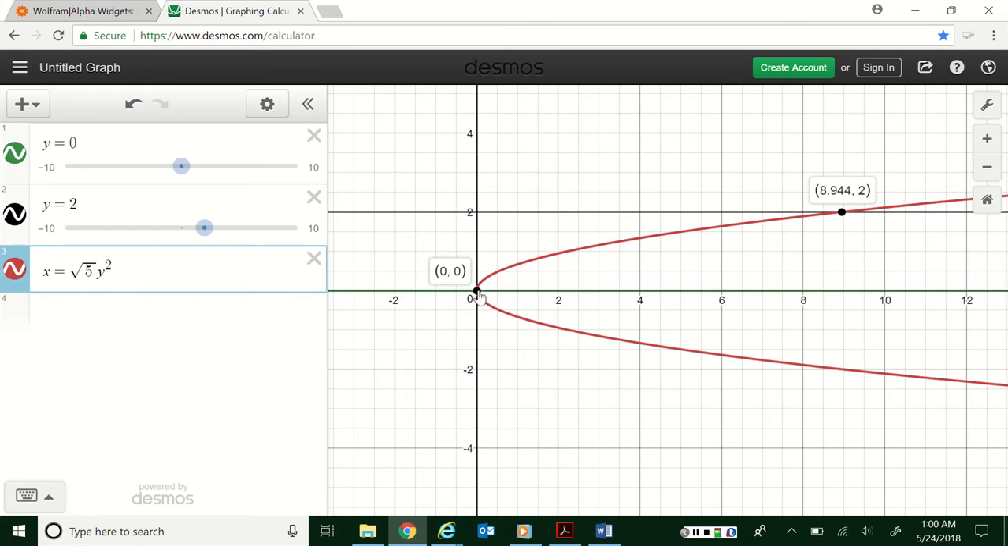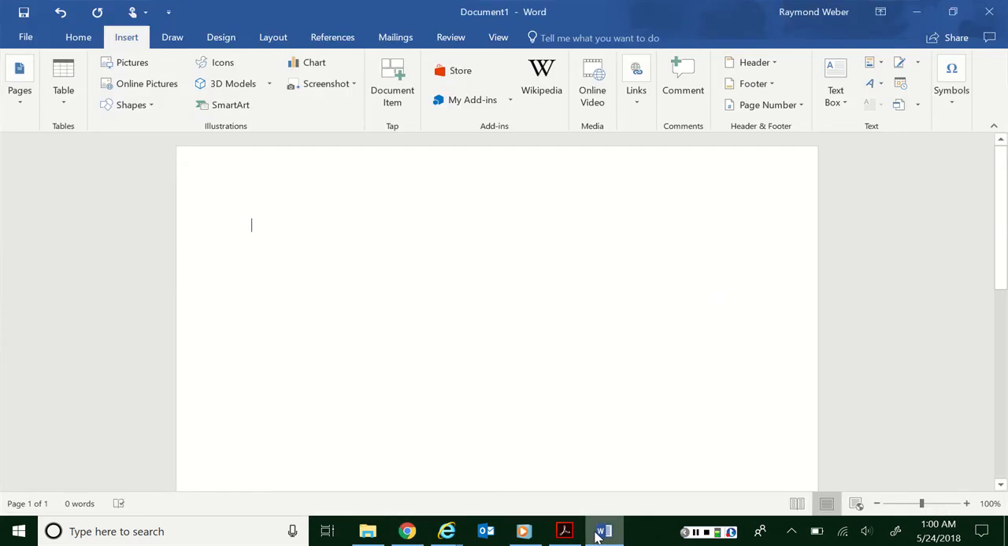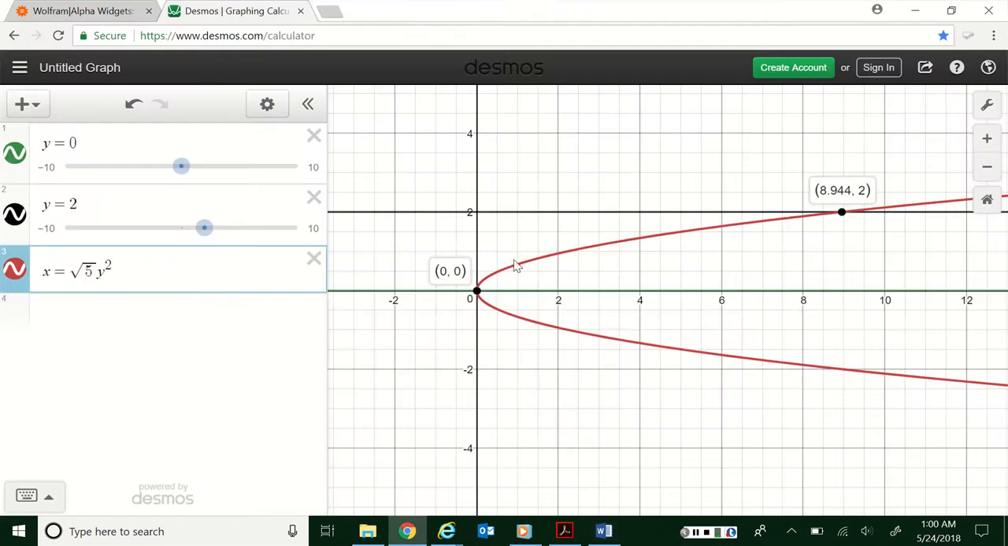Since we're going along the y-axis, our limits of integration are going to be 0 to 2, and this is going to be our graph. So we use our disk method here. Not our disk method, I'm jumping ahead to something else.